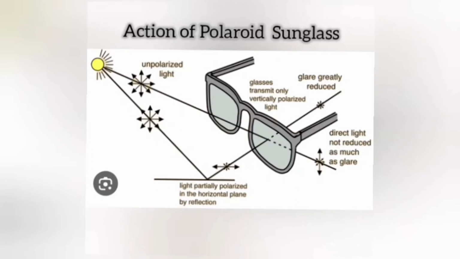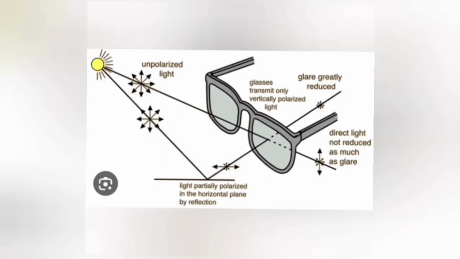The action of Polaroid sunglasses. Light reflected from surfaces like a flat road or smooth water is generally horizontally polarized. This horizontally polarized light is blocked by the vertically oriented polarizers in the lenses.